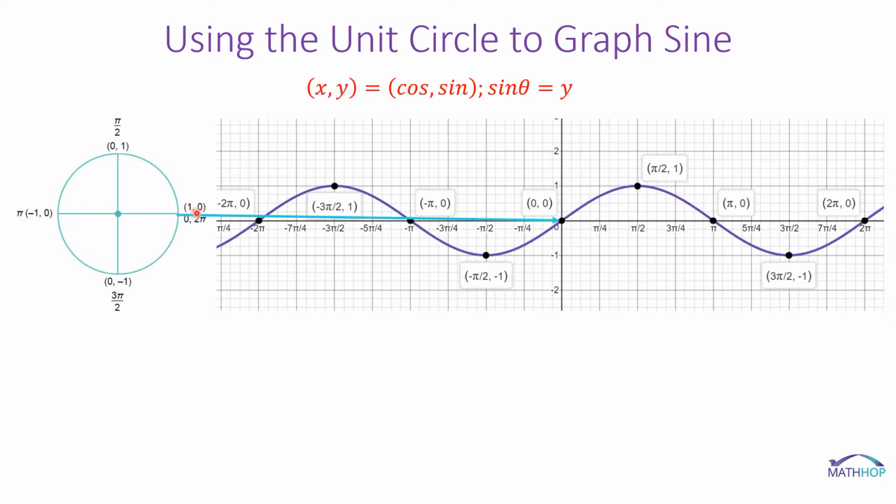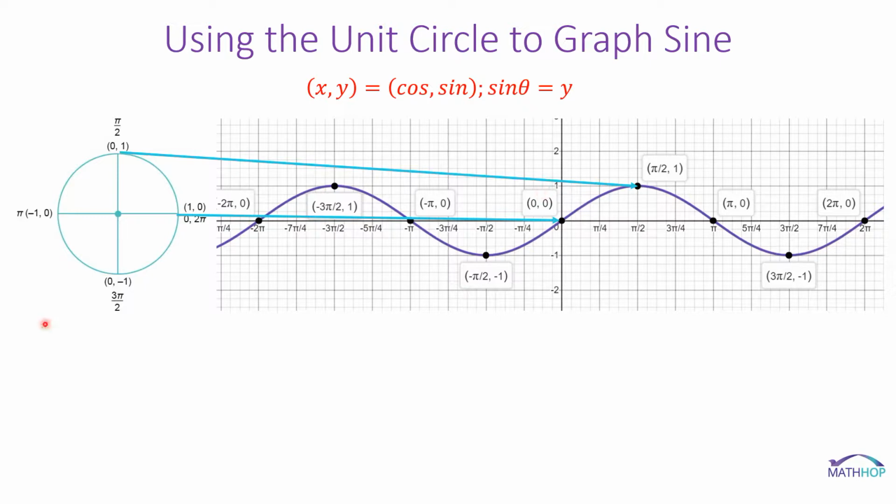The y coordinate is 0, therefore the sine value for 0 radians is 0. Moving along the circle, if we go up to pi over 2, we have the point 0, 1. The y coordinate is 1. The sine value for pi over 2, or 90 degrees, is 1.